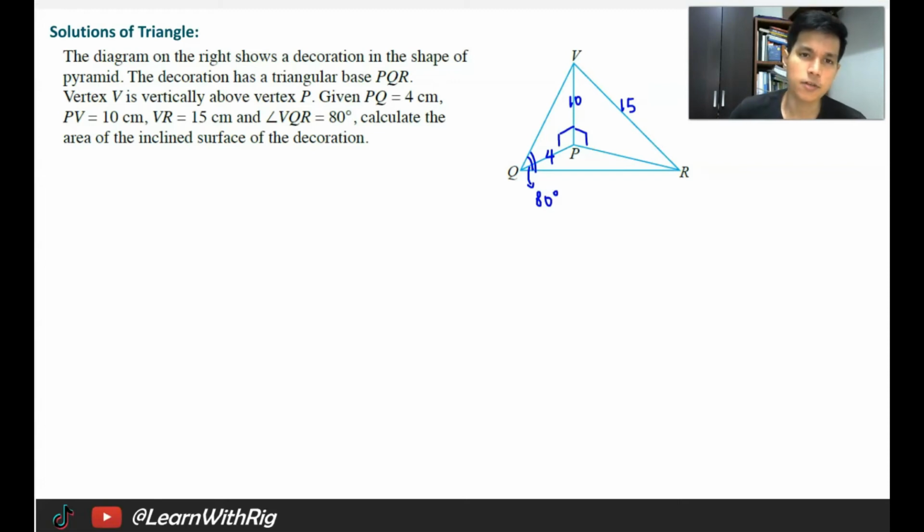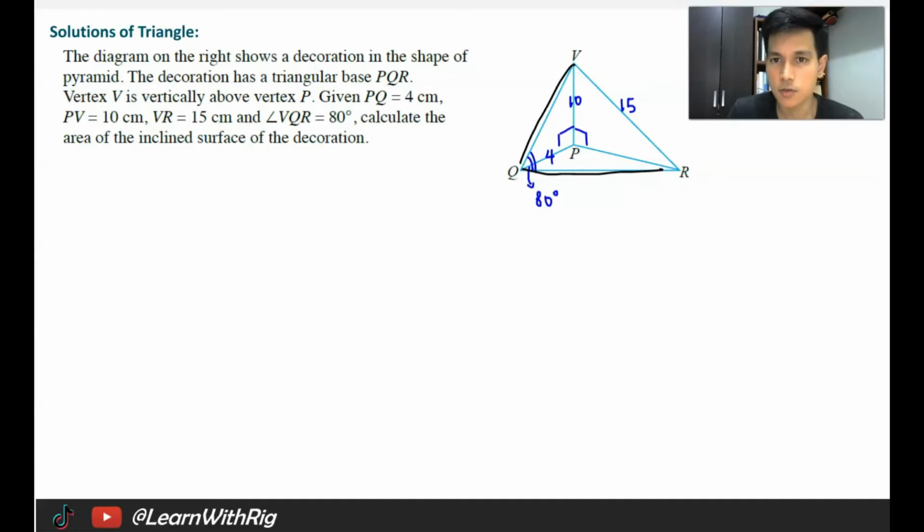So if you look at this, you see there's only two ways for you to find area in this chapter. Either the first formula or the second formula. First formula, you need two lengths, and in between the two lengths you have the angle. So in this case, if you're using 80 degrees, you need to find here and here. Problem is, this one is a bit hard to find, right? Line QR is a bit hard to find.